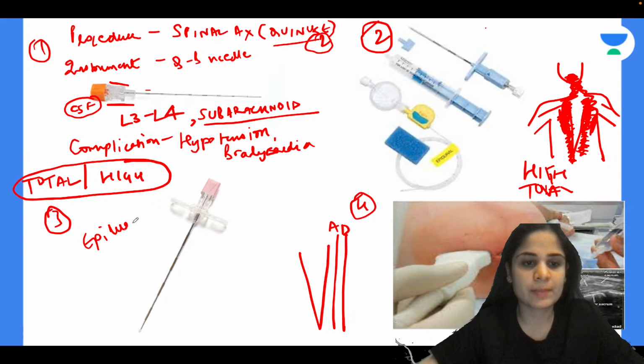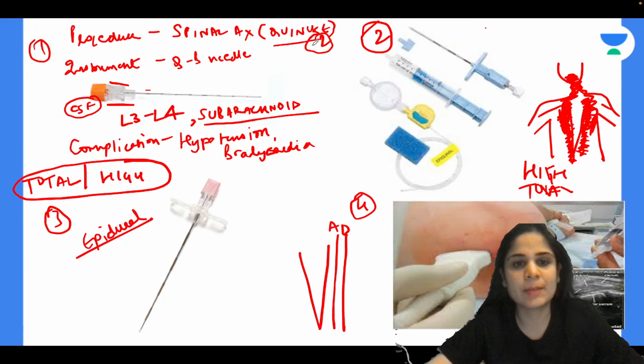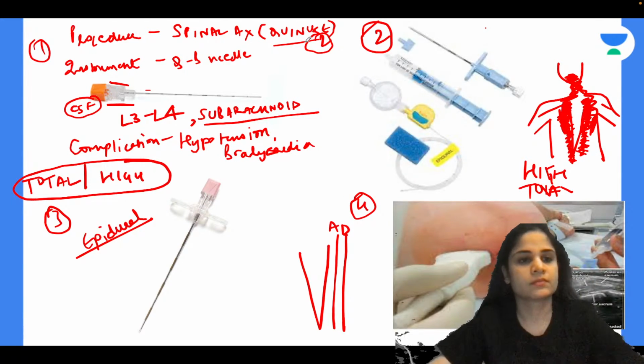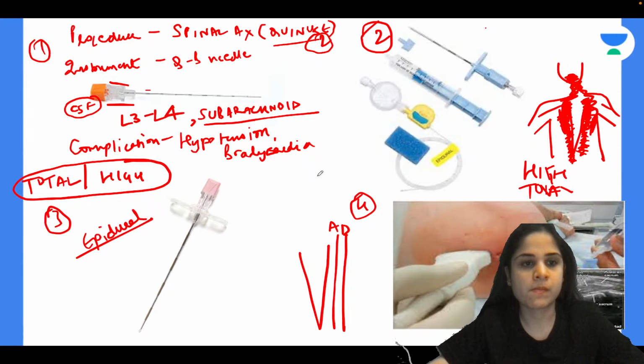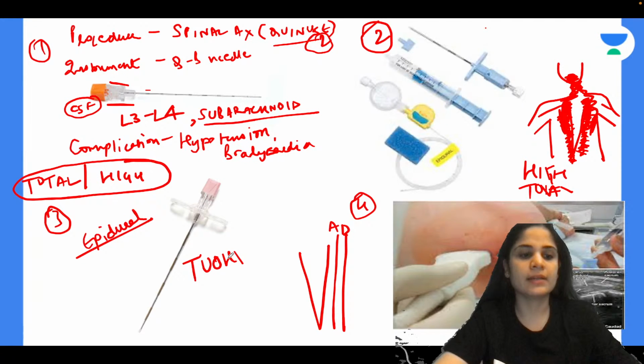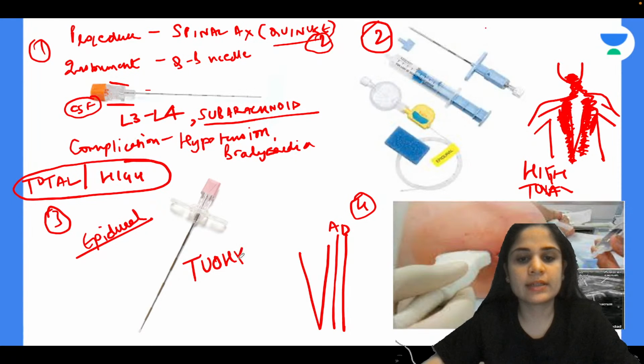Can anyone tell me the other name of an epidural needle? Like how the spinal needle has the name Quincke Babcock needle, what is the name for the epidural needle? Okay, so the name of the epidural needle is Tuohy needle. So the name of the epidural needle is nothing but the Tuohy needle. Now, how do you identify the Tuohy needle as compared to the spinal needle?